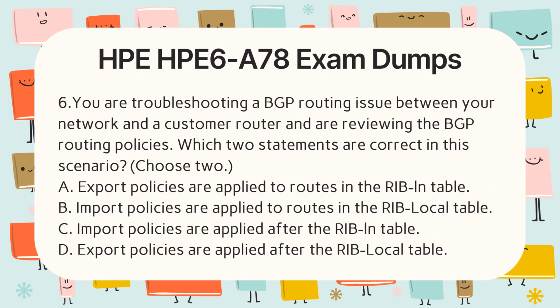6. You are troubleshooting a BGP routing issue between your network and a customer router and are reviewing the BGP routing policies. Which 2 statements are correct in this scenario? Choose 2. A. Export policies are applied to routes in the RIB-Local table. B. Import policies are applied to routes in the RIB-Local table. C. Import policies are applied after the RIB-In table. D. Export policies are applied after the RIB-Local table.